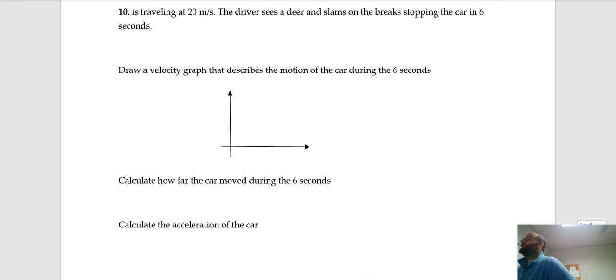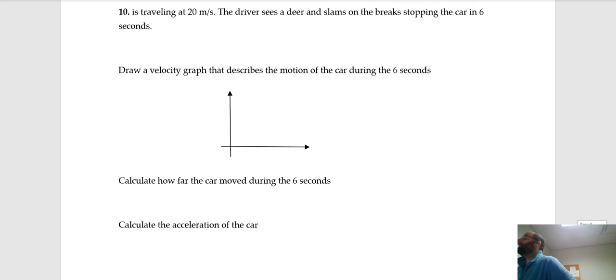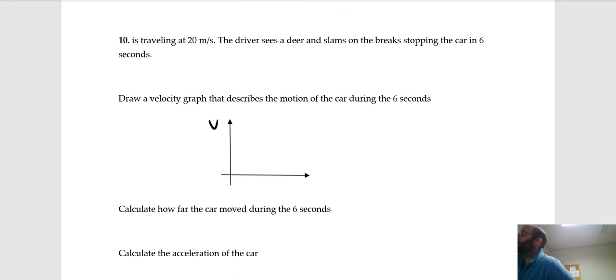Let's see. Oh, this looks like I missed a word there, but I'm sure that's supposed to read a car traveling 20 meters per second. A driver sees a deer and hits the brakes, stopping the car in 6 seconds. So, without me doing it, to draw a velocity graph, ask yourself, at t equals 0, how fast is the car moving? Hint there. And then 6 seconds later, it says the car is stopped.